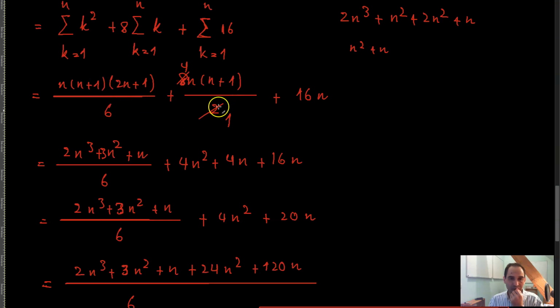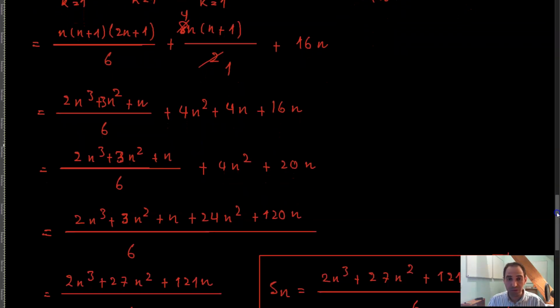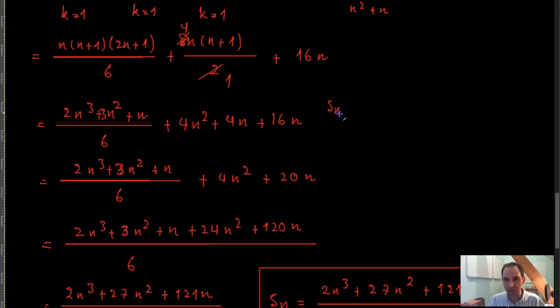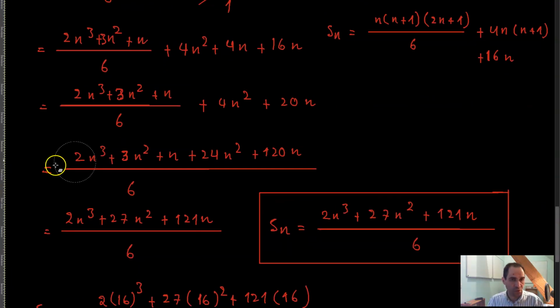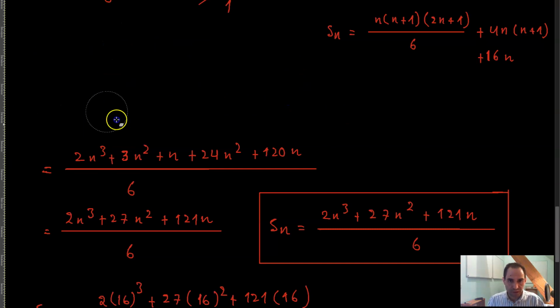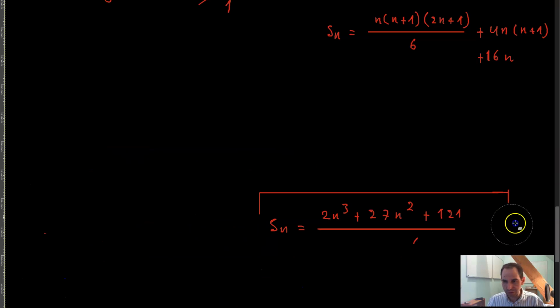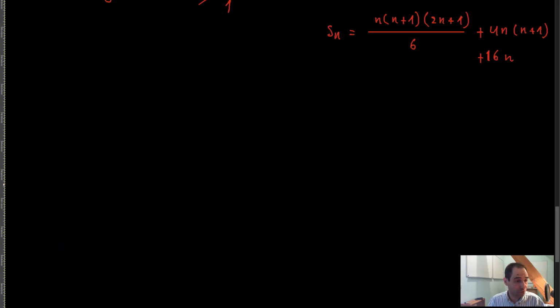We could actually go back over here and use this formula, meaning that we could say that S(n) is equal to n times (n + 1) times (2n + 1) divided by 6, plus 4 times n times (n + 1), plus 16 times n. So we could essentially forget about all of these, because that makes things harder.